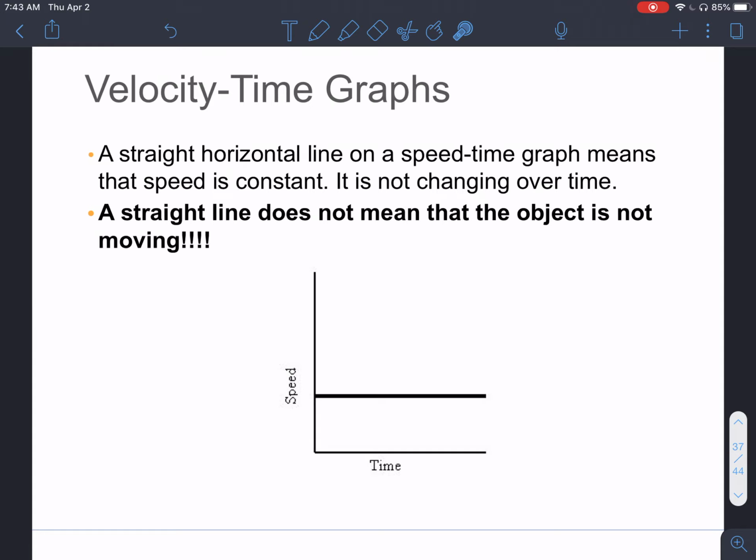And a huge thing that many kids generally get wrong is that a flat line means that something is not moving. For a position versus time graph, that is 100% correct. For a velocity versus time or a speed versus time graph, that is not correct. It means that that object is traveling at a constant speed that whole time.